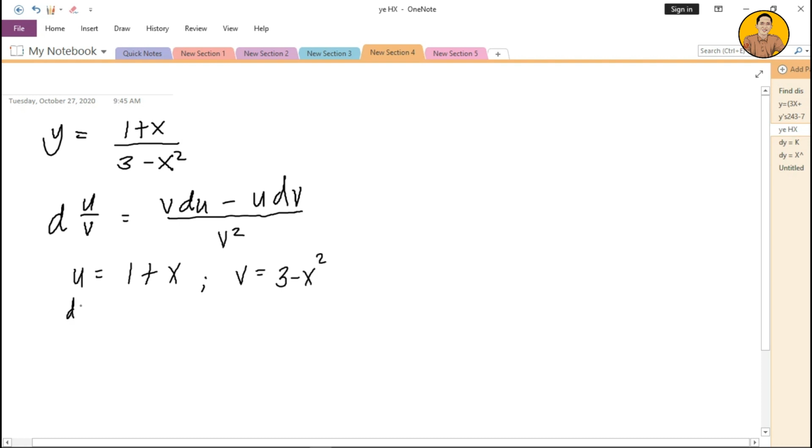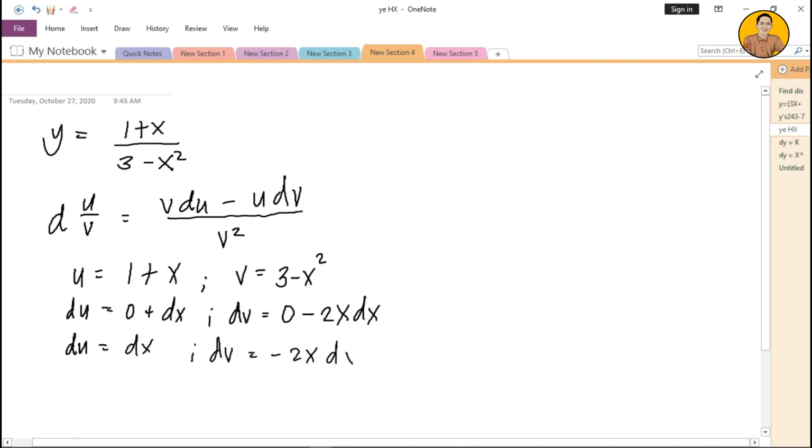So the differential of u equals, so the derivative of a constant is 0. So 0 plus the derivative ng x is dx. Okay? Then here we have the differential of v is dv, and we have here the derivative of 3 is 0. So this is minus the derivative of this. So we apply the power rule. So this is 2x differential of x. Okay? Then here, you can say that du equals the differential of x and the differential of v equals negative 2x dx.